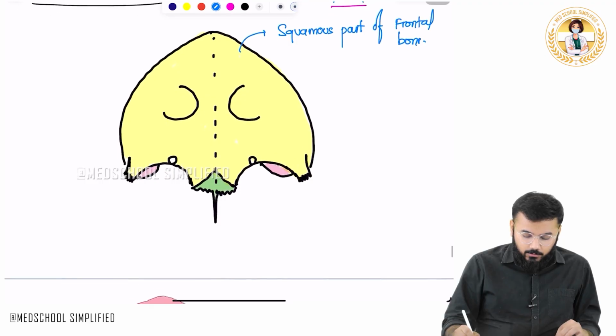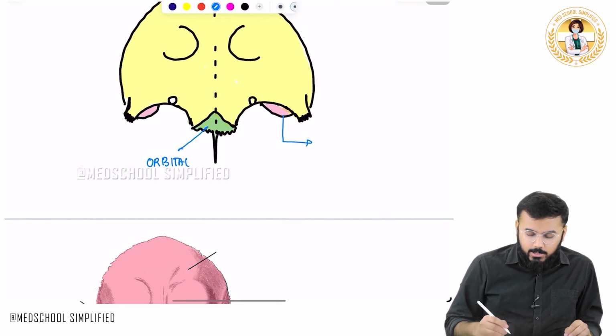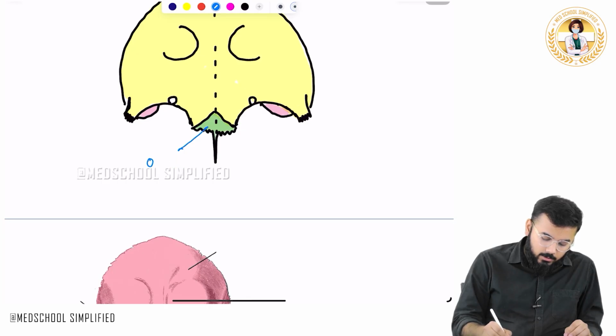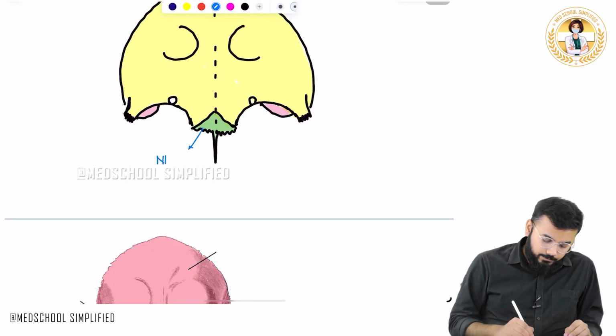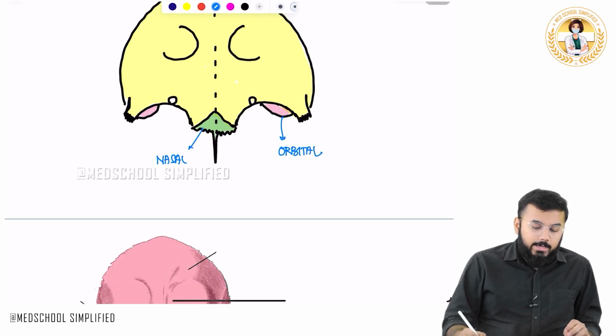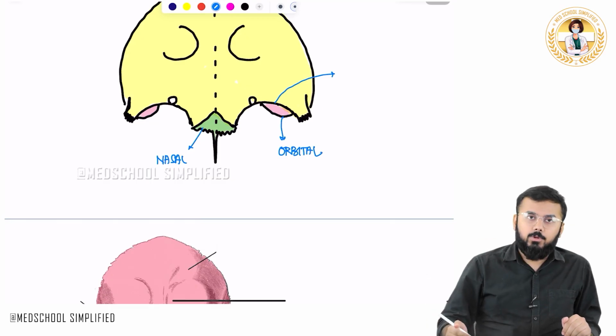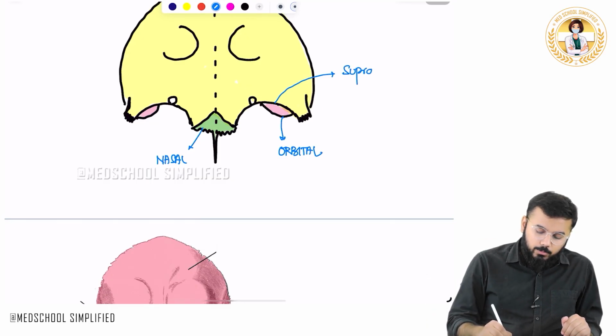Now after the squamous part of your frontal bone, this part over here is called the orbital part. Orbital part. And this part over here is not orbital, this part over here is called the nasal part. Nasal part, and this one over here is called your orbital part of the frontal bone. Next important thing is that just above the orbit you have this structure over here. This is called a margin, which is of semilunar shape. So this one over here is called the supraorbital margin.